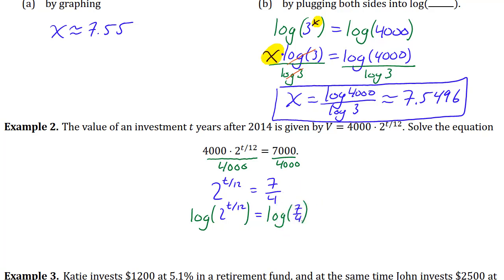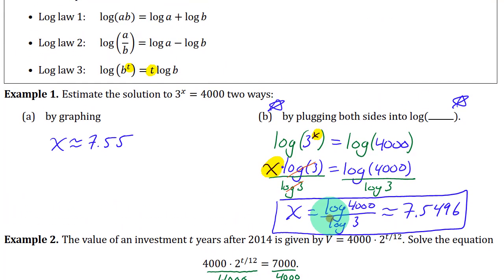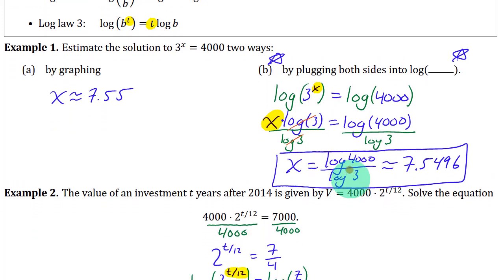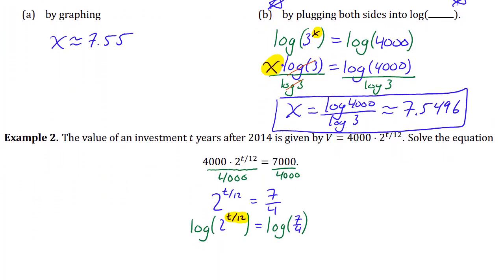Okay, so I'm doing log of both sides. Now, for this one, log law 3 applies. We have log of something to a power. The power is where the variable is, and the whole point of doing this logarithm is to use log law 3 and write that on the outside as t over 12 times log of 2.